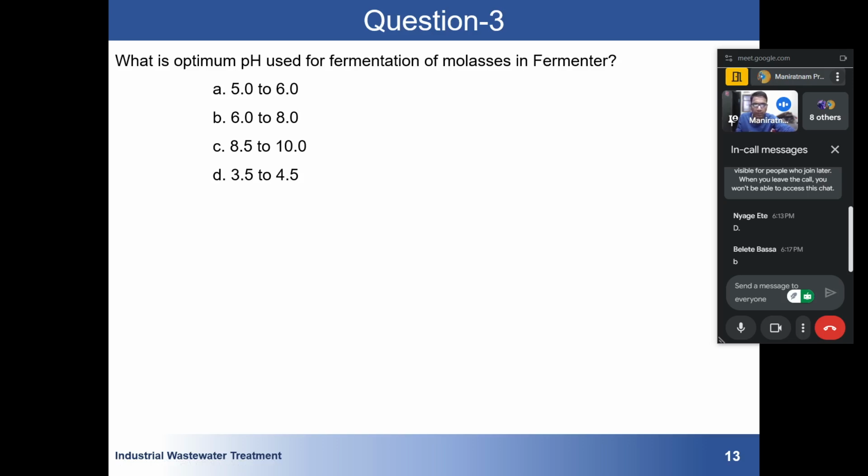Again, if you have gone through the lecture, you can say it. Optimum pH range. Remember, different pH ranges.